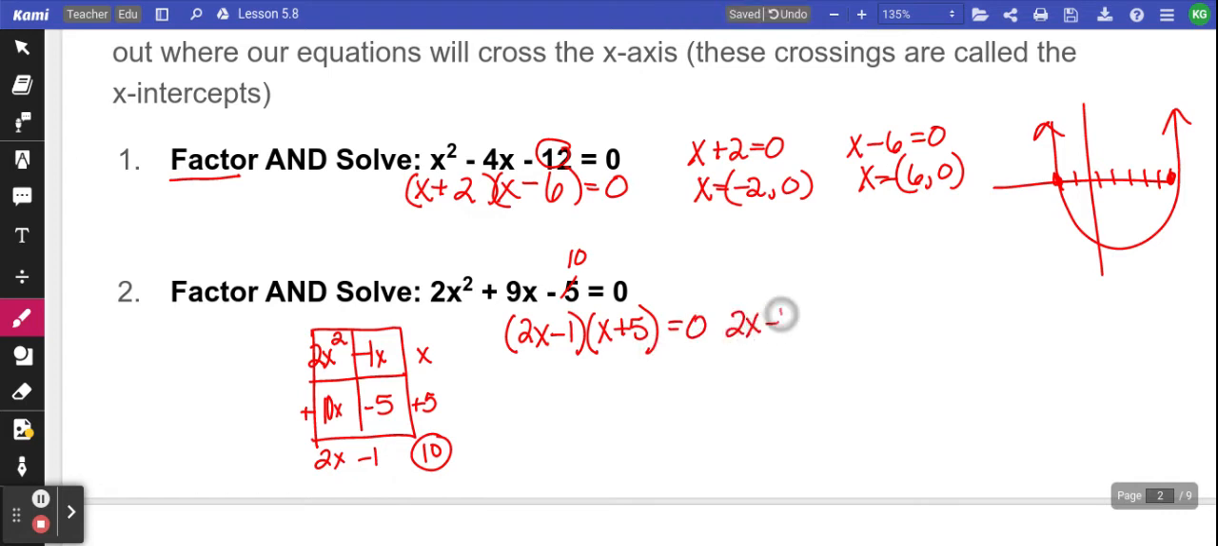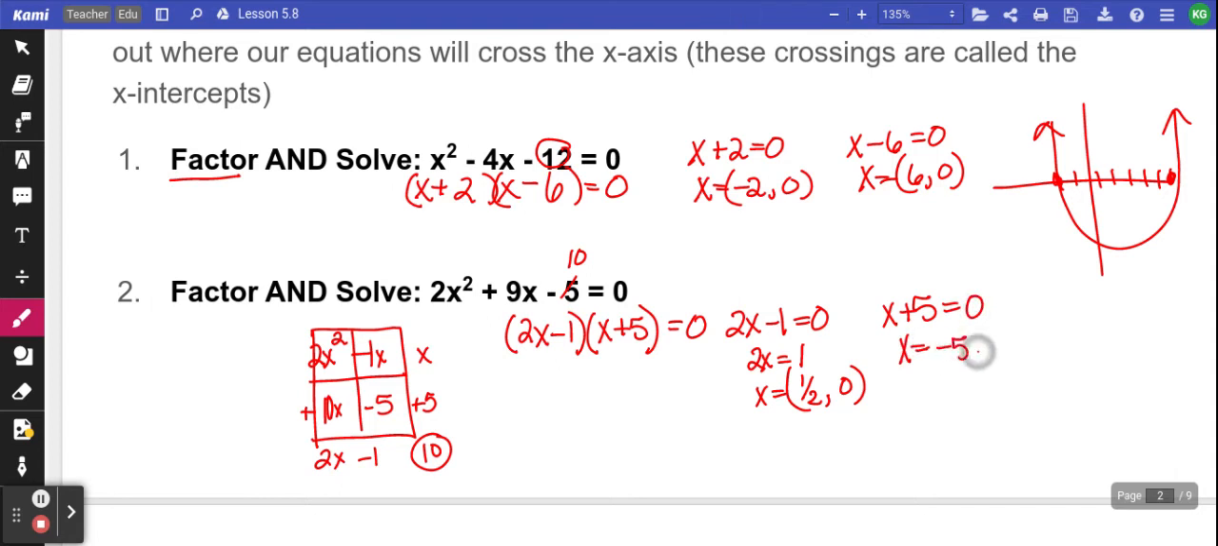So 2x minus 1 equals 0. Add 1. Divide by 2. So my first x-intercept is at half, comma, 0. x plus 5 equals 0. Subtract the 5. And my second x-intercept is at negative 5, comma, 0.